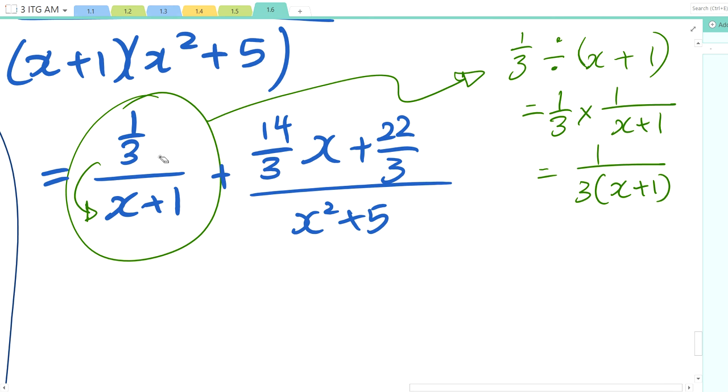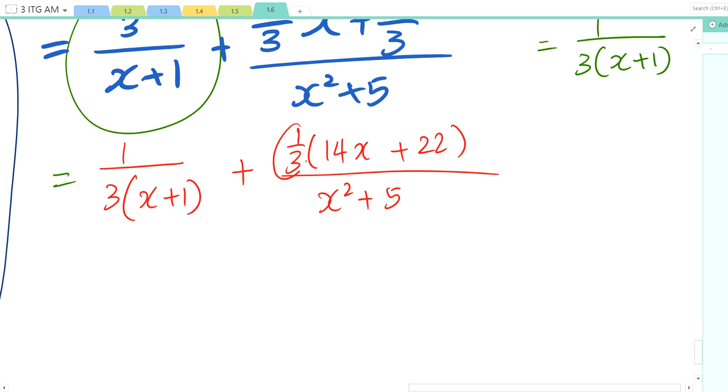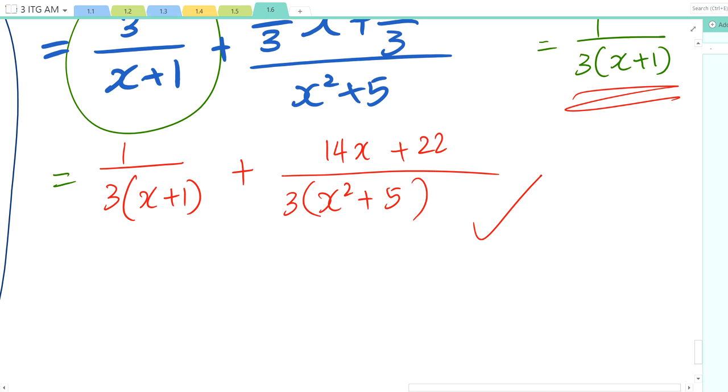So applying that, we will have now equals to 1 over 3x plus 1 plus, on the other side, factorize out the 1/3 first if you can't see it straight away. So we got 14x plus 22 divided by x squared plus 5. Same thing, this 1/3, we're going to move the 3 down for the same reason that I mentioned over here on the right. Remove the brackets, done. Is this the correct answer? Yes.